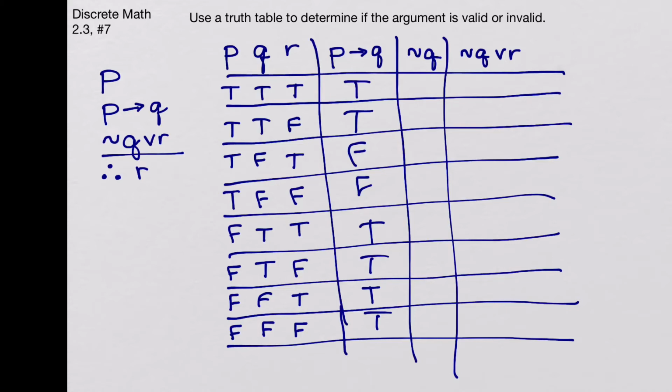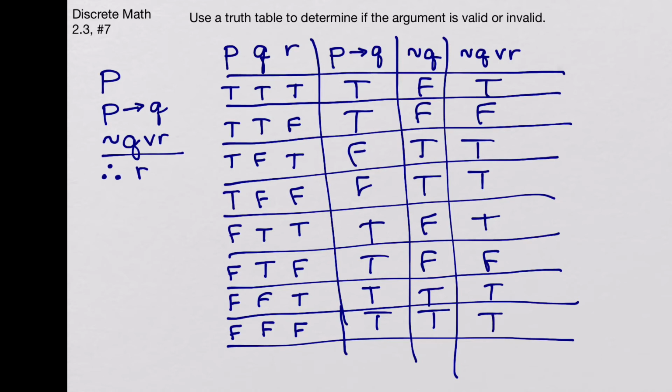All right. Now we have the negation of Q, and that's going to be false, false, true, true, and the same for the last four rows. Now we have not Q or R, so we can join together the not Q column we just created with R, and we're using OR, so if there's any truth in it, it is true. So here we go. And now my truth table is complete.